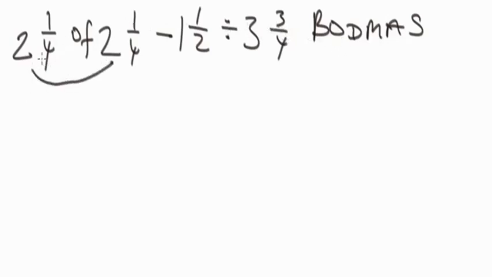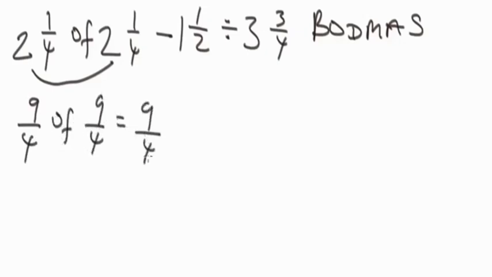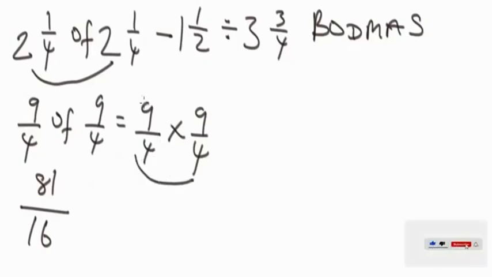Let's simplify this guy. So 4 times 2 is 8 plus 1. We have 9 over 4. Alright, 4 times 2, 8 plus 1, 9 over 4. This is something like 9 over 4 times 9 over 4. Okay, so when you simplify it further, you're going to have 9 times 9 is 81 over 4 times 4 is 16.